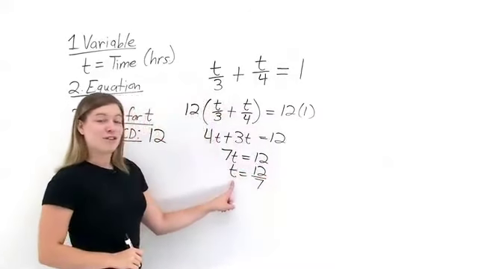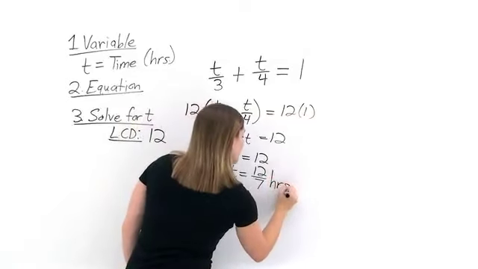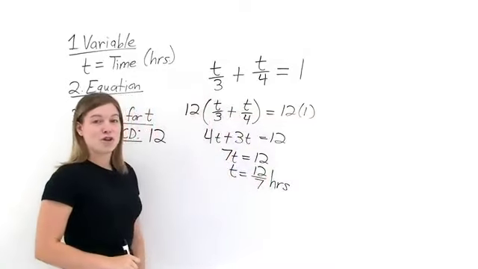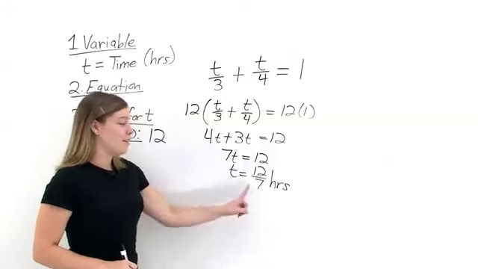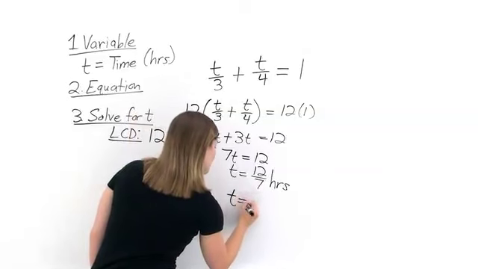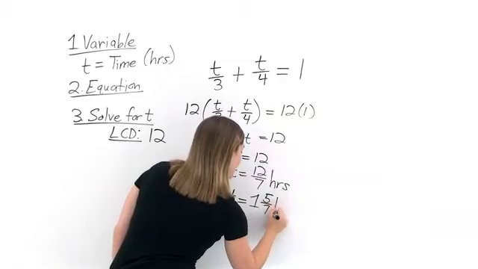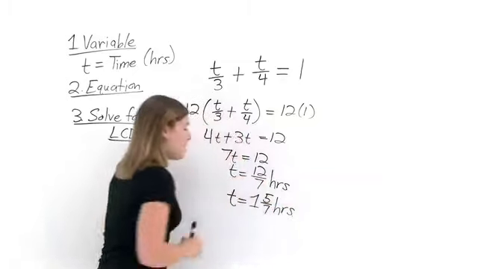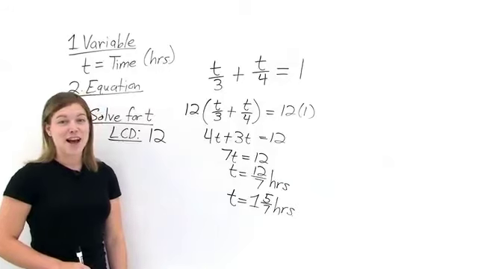So now we have an answer. T equals 12 over 7. So it takes Bill and Jason 12 over 7 hours to wash one car. But since we're talking about hours, let's convert this improper fraction to a mixed fraction to make it a little bit easier to understand. When we do, we get the mixed fraction 1 5/7. So that means it takes Bill and Jason 1 5/7 hours to wash and wax one car.